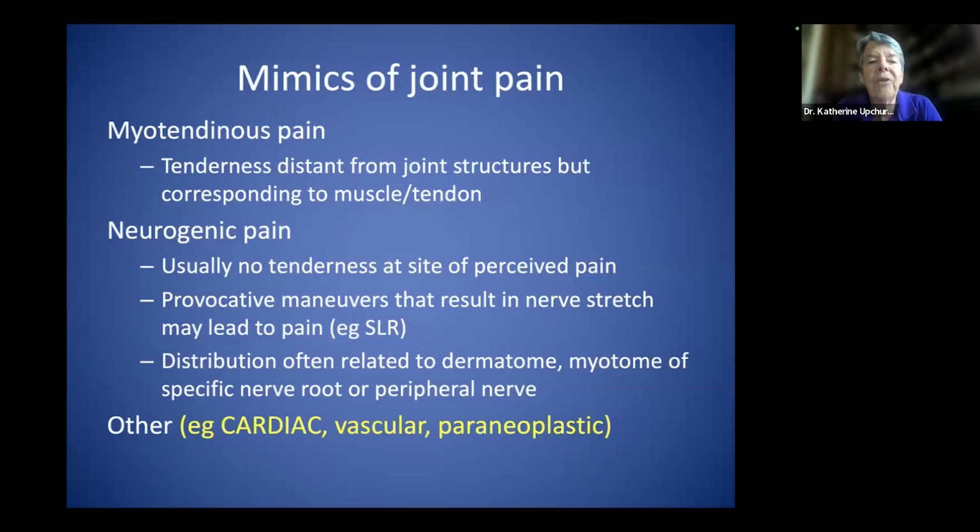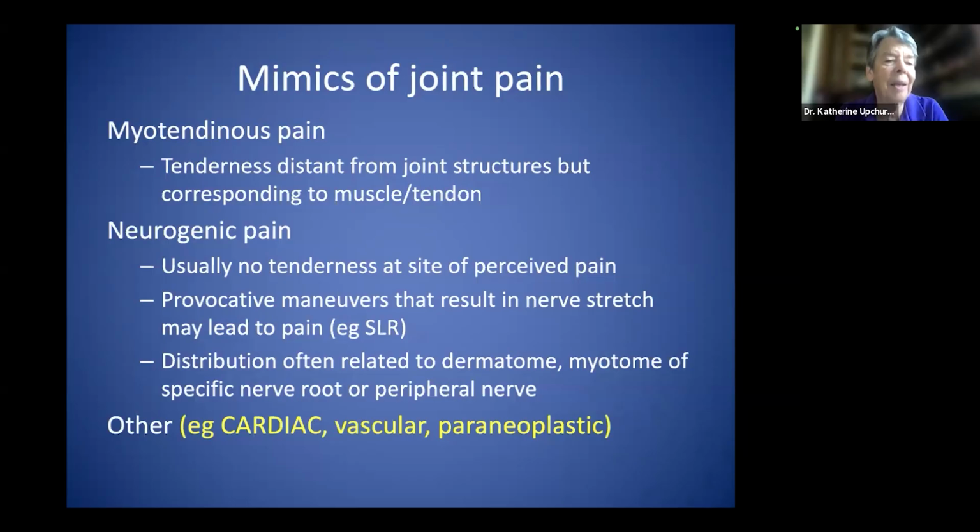Well, I think we have to have a global knowledge of the field before we can begin to develop our own structure. And before I go into that, I want to remind you that there are mimics of joint pain, and I've mentioned a couple of them already. So pain that is myotendinous, that is, it involves the muscle or the tendon, usually causes tenderness that's distant from the joint structure, and it corresponds to the muscle or tendon involved.